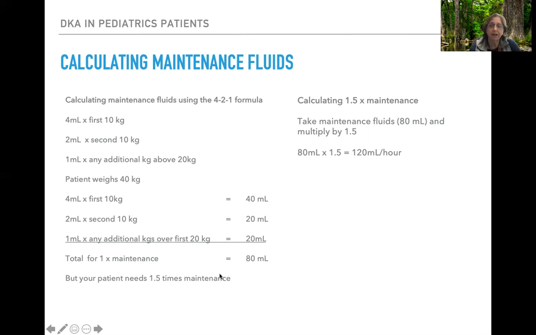But our patient needs 1.5 times maintenance. So we would just take that maintenance fluids of 80 and multiply it times 1.5. So 80 times 1.5 is 120 milliliters per hour. That's going to be your total IV fluids, including both bags over the hour.